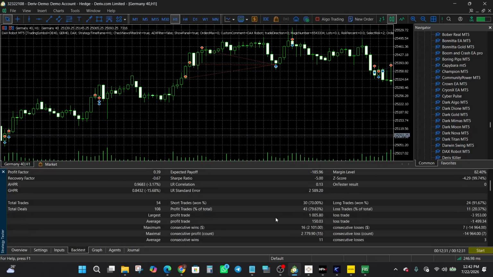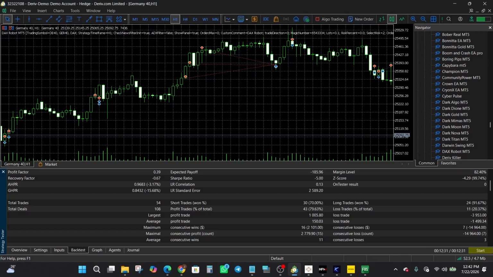All right. So now looking at the risk to reward, you can see that the average profit was $150.03 and the average loss was $1,499.34. So that means that the average risk to reward ratio is very bad. The difference between the average profit and the average loss is wide, and the average loss is so big, it's bigger than the average profit by a significant margin.